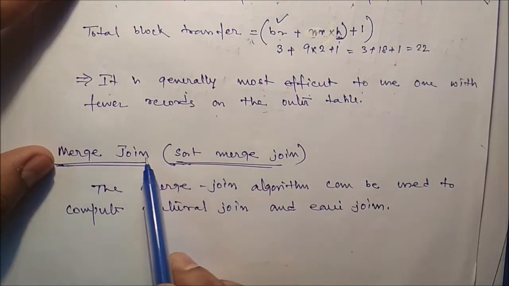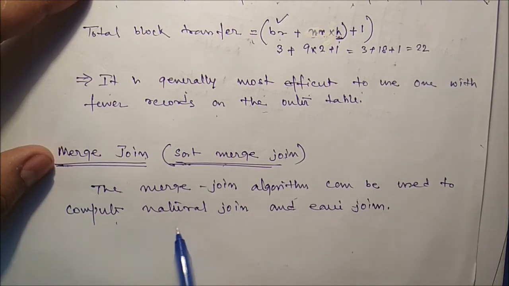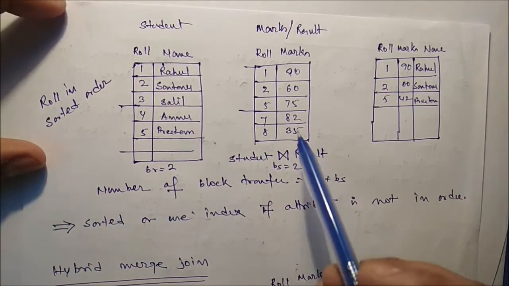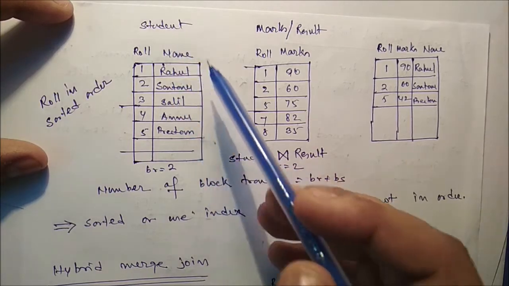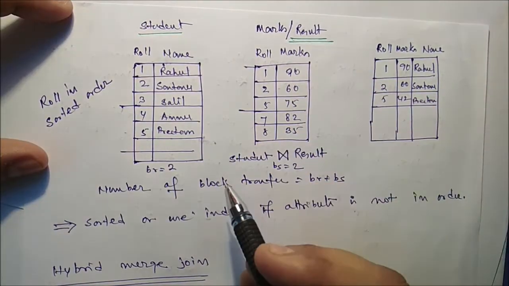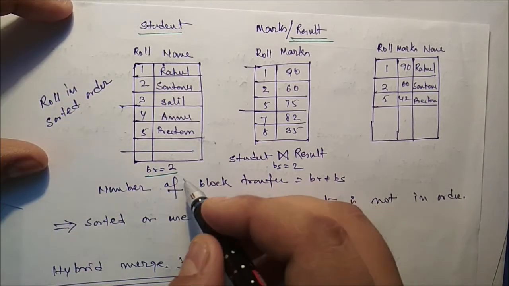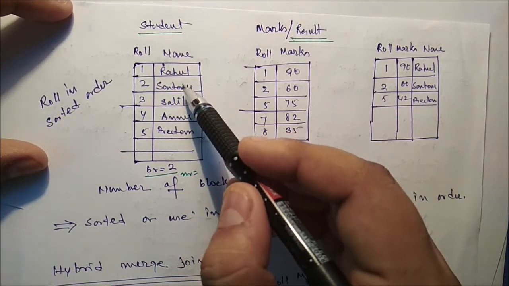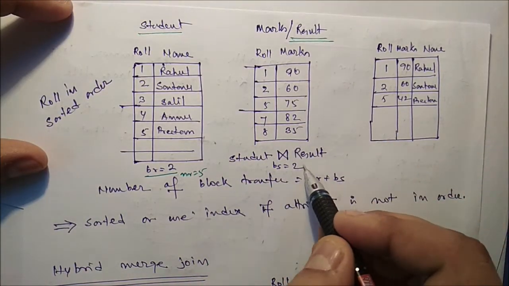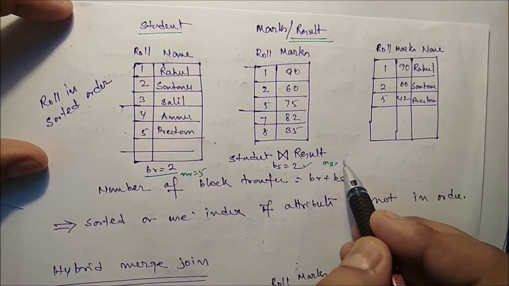Next is what? Merge join, or sort merge join. Now the merge join algorithm can be used to compute natural join and equi-join. Now see here, we have two tables, say the student table and the result table. In the student table we have 2 blocks, so BR is equal to 2, and the number of records is 1, 2, 3, 4, 5. Here in the result table, 2 blocks are there and the number of records is also 1, 2, 3, 4, 5.